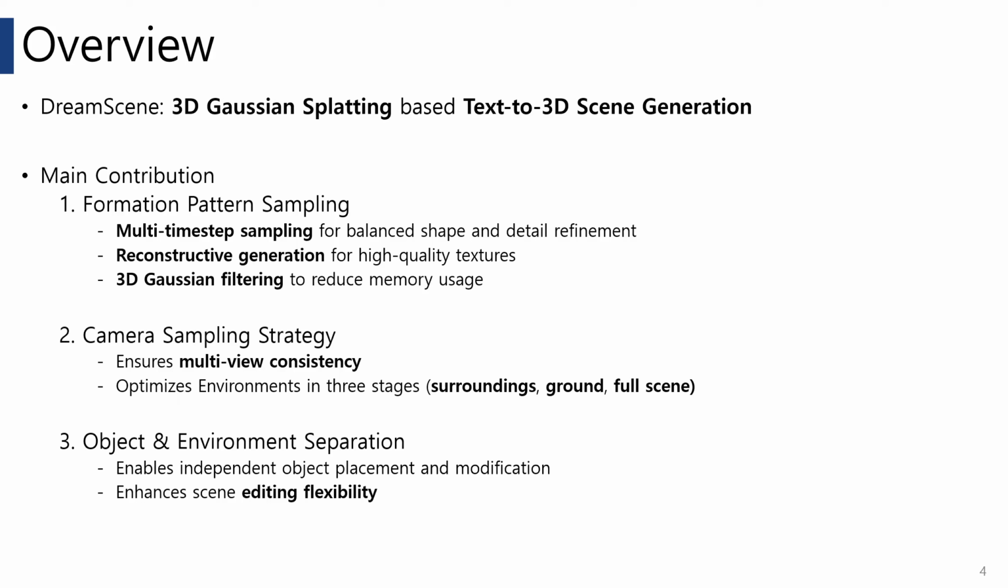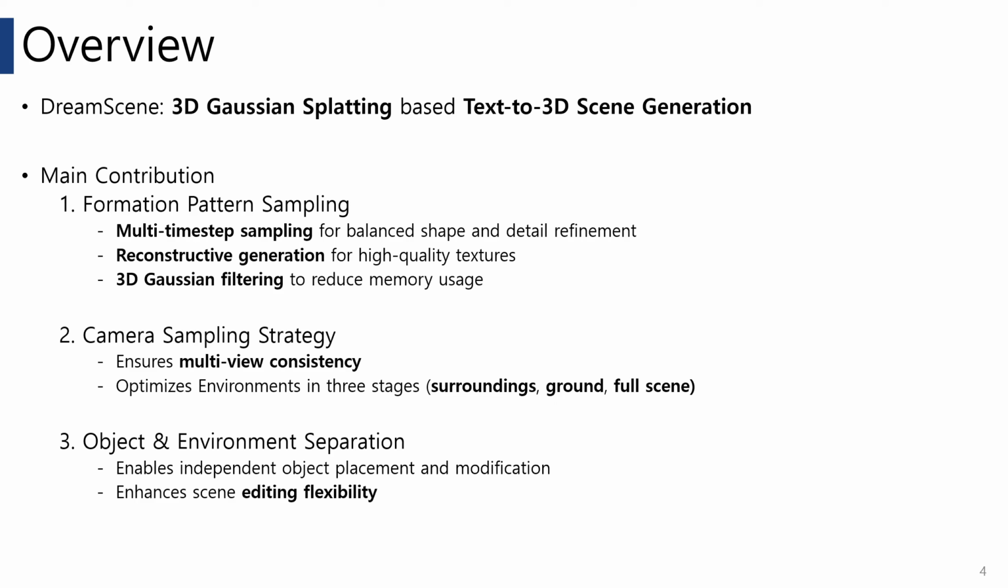DreamScene is a novel text-to-3D framework based on 3D Gaussian splatting to overcome these challenges. It introduces two key strategies. First, it uses formation pattern sampling, which enhances object generation through multi-time step sampling, reconstructive generation, and 3D Gaussian filtering. This method helps create high-quality objects with fine details, while reducing memory usage caused by unnecessary 3D Gaussians.